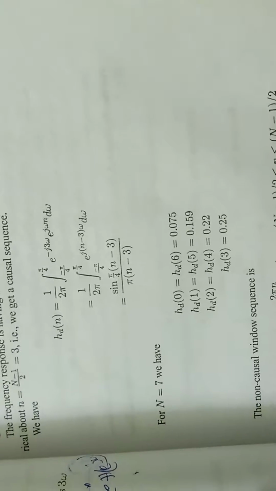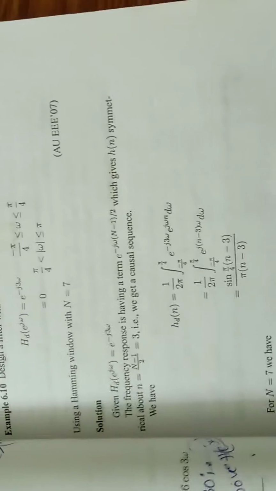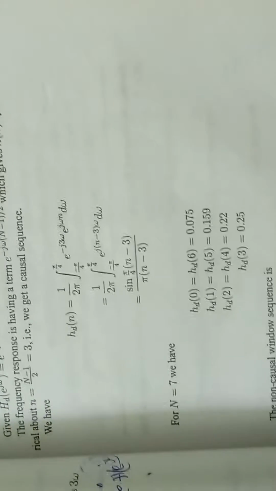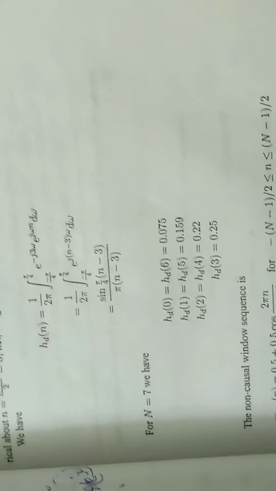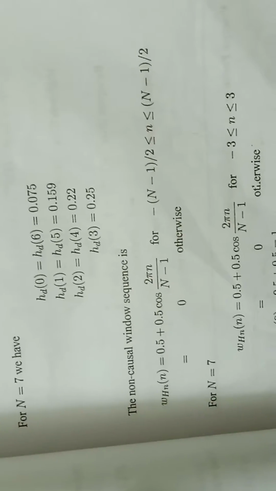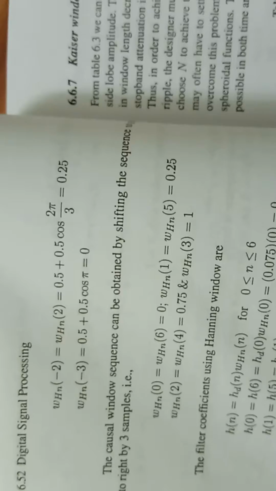Why? Because once the transfer function is given as an exponential function, we need not apply L'Hospital rule. Directly we can find these values. Then later take the window technique. Calculate as usual, 0 separately, 1 and minus 1, 2 and minus 2, 3 and minus 3. Here, very important, we have to shift. Observe that the causal window response can be obtained by shifting the sequence to the right by 3 samples.